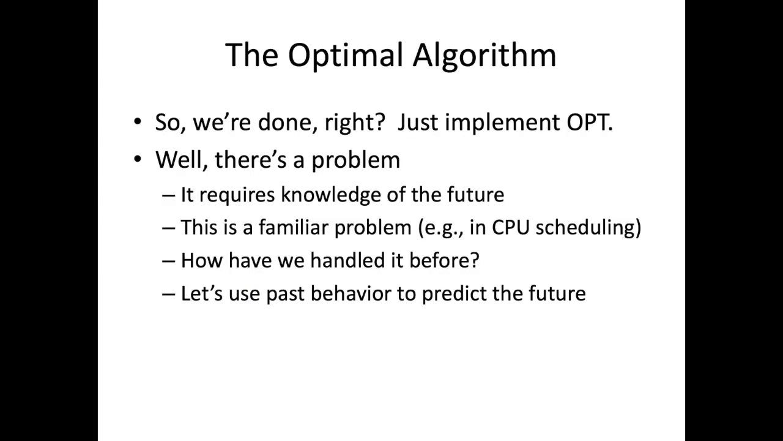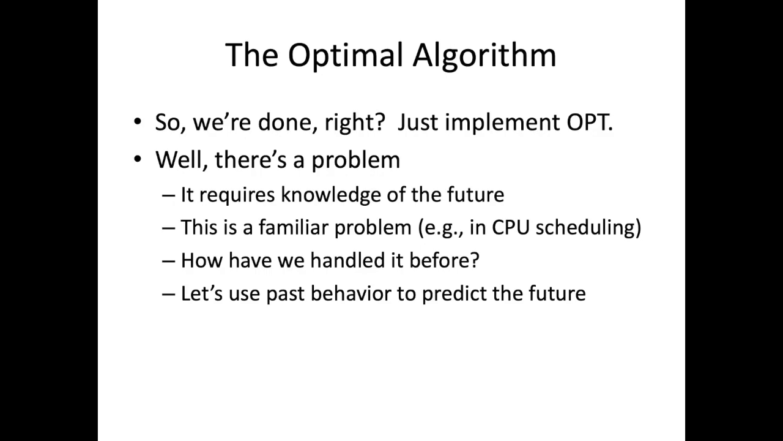Continuing to look for what makes a good page replacement algorithm, it seems like we're done looking. We've got this algorithm suspiciously named opt. It's provably optimal with respect to reducing page faults. So why don't we just implement that and be done? And the problem, as you probably could tell, is it's got the same problem as our optimal CPU scheduler, at least in terms of waiting time. This algorithm requires knowledge of the future.